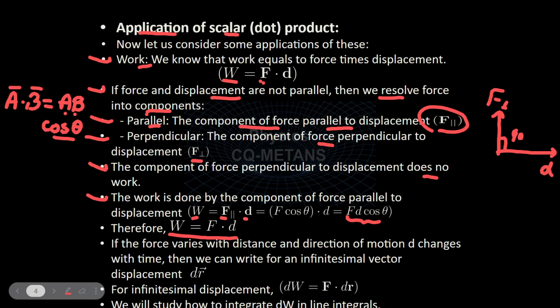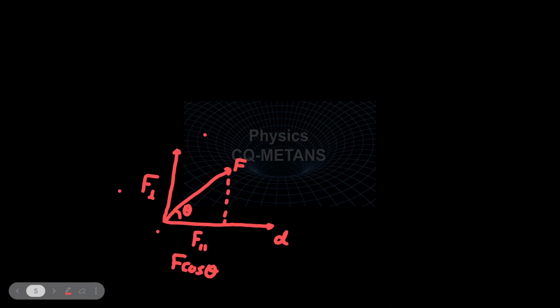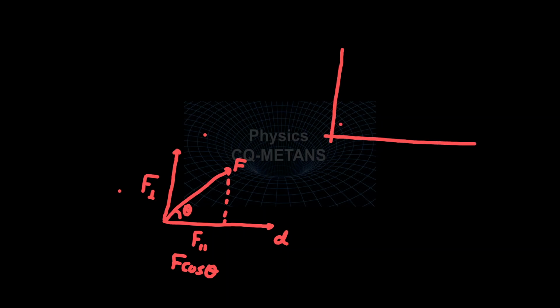Now this was fine. I had a displacement in some direction, and force in some direction, but now what if we have some complicated trajectory? Say this is some trajectory performed by some particle. Now if we notice, the displacement vector changes every time.